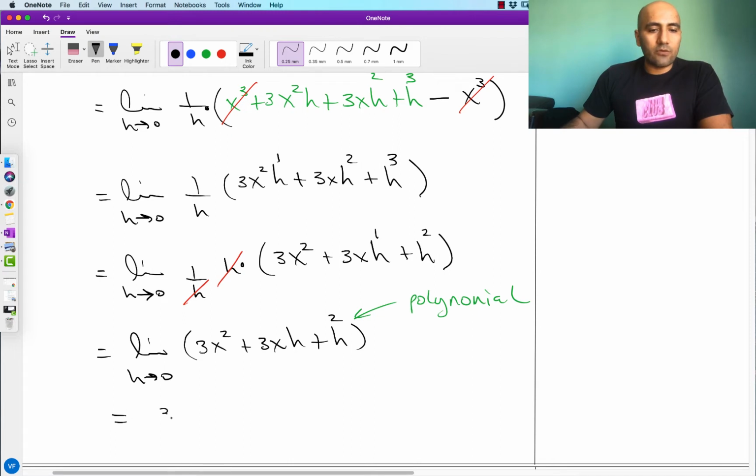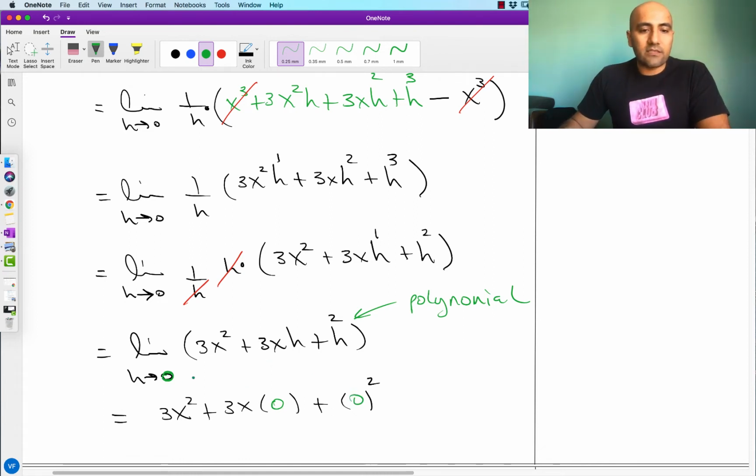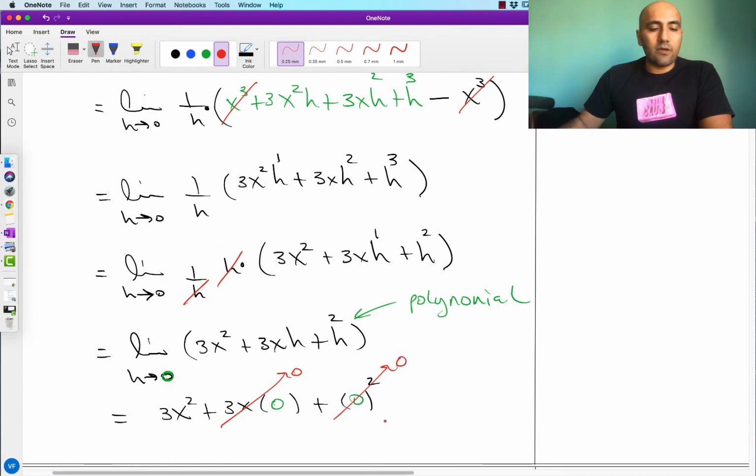So this is just going to be equal to 3x squared plus 3x blank plus blank squared, and we're going to put a 0 in there from here, right? So the h is a 0, so we put a 0 for the h and a 0 for the h. We do not put a 0 for the x, it's for the h, the limit as h goes to 0. Okay, but then we end up with 0 squared, that's 0. 0 times anything is 0, so both of these two terms just become 0. So we end up with just 3x squared. All right, let me zoom out.